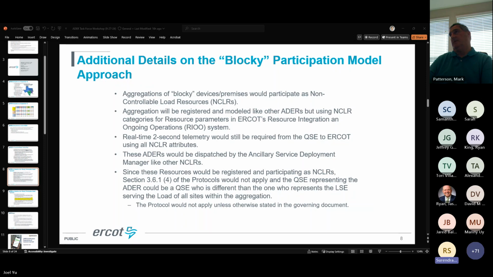Okay, so the double payment issue, I think that is not there then. Well, there's no double payment because we don't pay for the energy for the non-controllable load resources anyway.